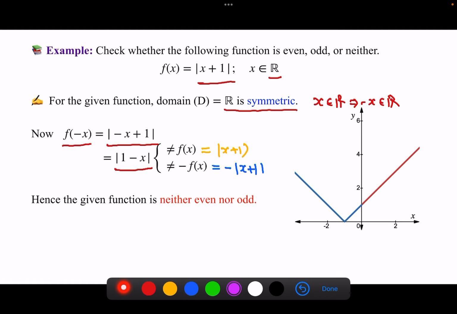Now we draw the graph of this function. We check for symmetry. The left side of this graph is not the mirror image of the right side of the graph with respect to the y-axis. Hence, the given function is not even. Now we check for odd symmetry. If we rotate this graph by 180 degrees, you will see the graph will change. So the function is not odd either. So finally, using the graphical method, we can say that the function is neither even nor odd.